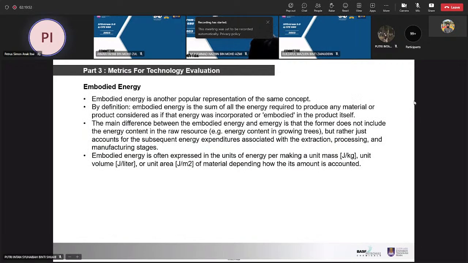Another method is the embodied energy. Embodied energy is the sum of all the energy required to produce any material or product, considering that the energy is incorporated or embodied in the product itself.